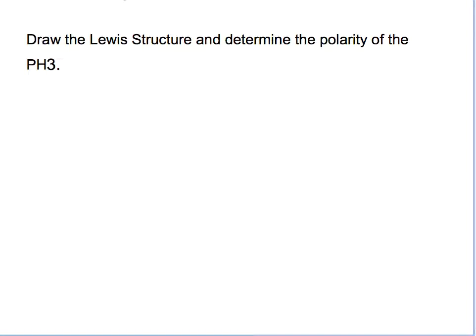So let's say we had a problem like this. It says draw the Lewis structure and determine the polarity of PH3. So the first thing that you would do is you would draw PH3. So you would go P, and I'm just going to take a few shortcuts on the Lewis structures because I know how to do them. But you would have to make sure you know what you're doing. And so this is what you would get with PH3.